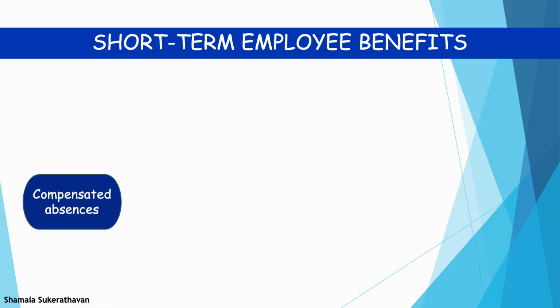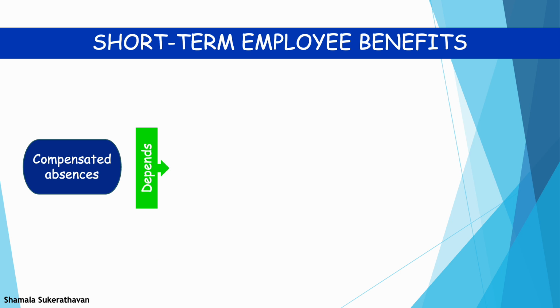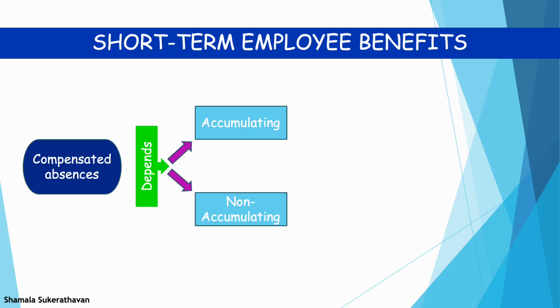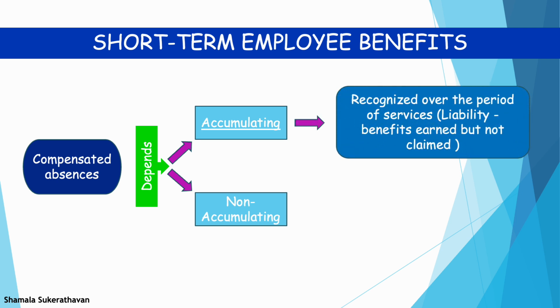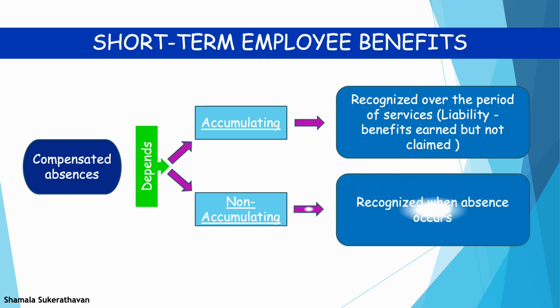Finally, for compensated absences, this depends on whether the benefits are regarded as accumulating or non-accumulating. Accumulating benefits are earned over time and capable of being carried forward. In such situations, expense shall be recognized for future compensated absences over the period of services provided by the employee and typically results in a liability recognized at reporting date for benefits earned but not claimed. In the case of non-accumulating benefits, an expense shall only be recognized when the absence occurs.